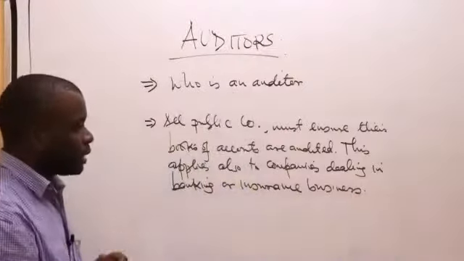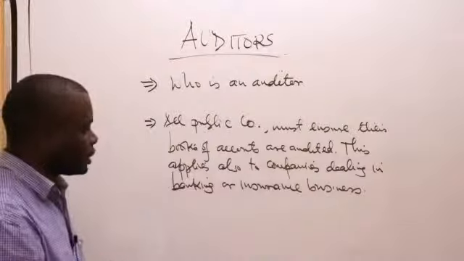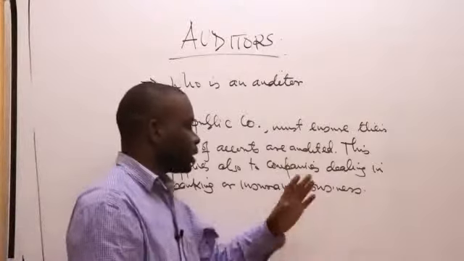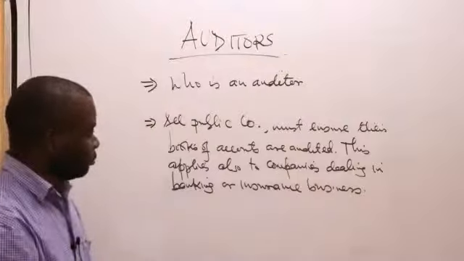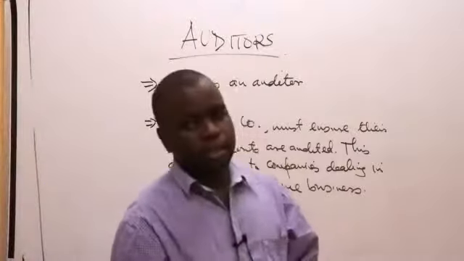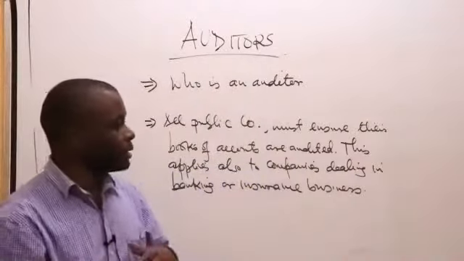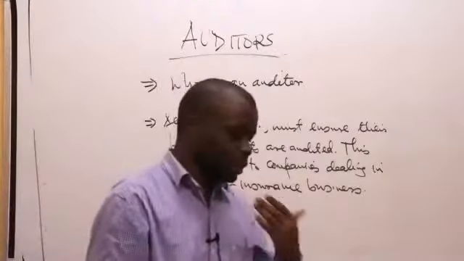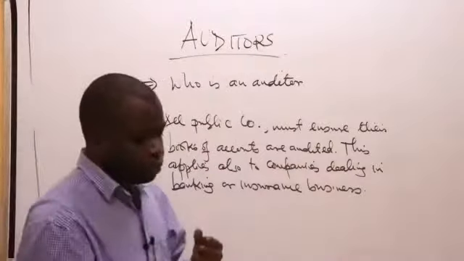So each and every public company must ensure that its books of accounts are audited. This applies also to companies dealing in banking or maybe insurance business, so it doesn't matter. For the case of private companies, if it is a small private company, then in such a case, it will likely be exempted from having its books mandatorily audited. It's not a must for small private companies for their books of accounts to be audited.